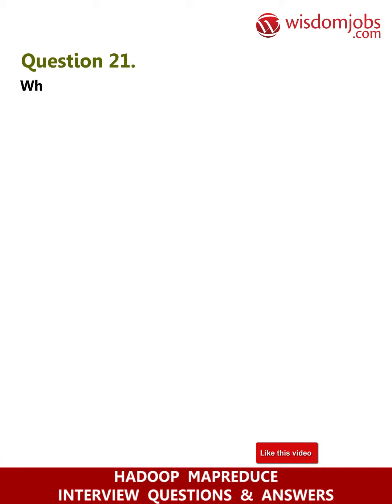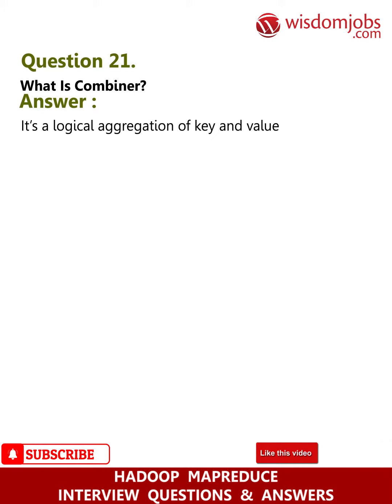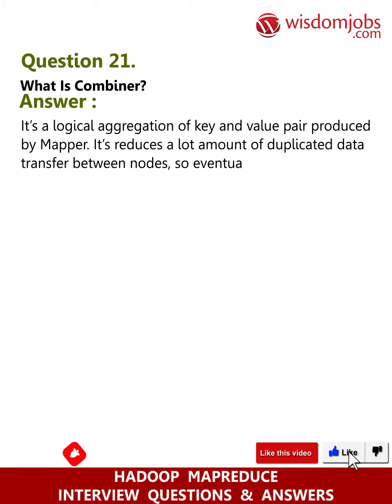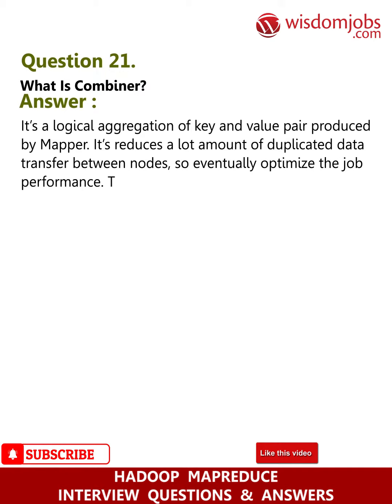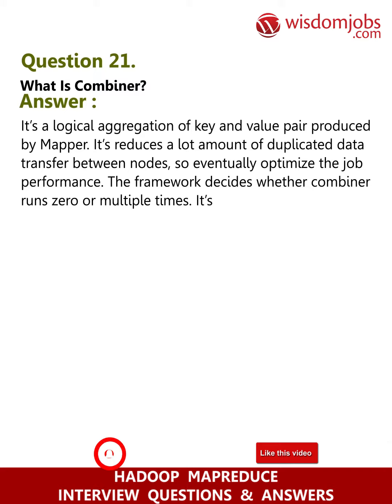Question 21. What is a combiner? Answer. It's a logical aggregation of key and value pairs produced by the mapper. It reduces a large amount of duplicated data transfer between nodes, so eventually it optimizes job performance. The framework decides whether the combiner runs zero or multiple times. It's not suitable where a mean function occurs.